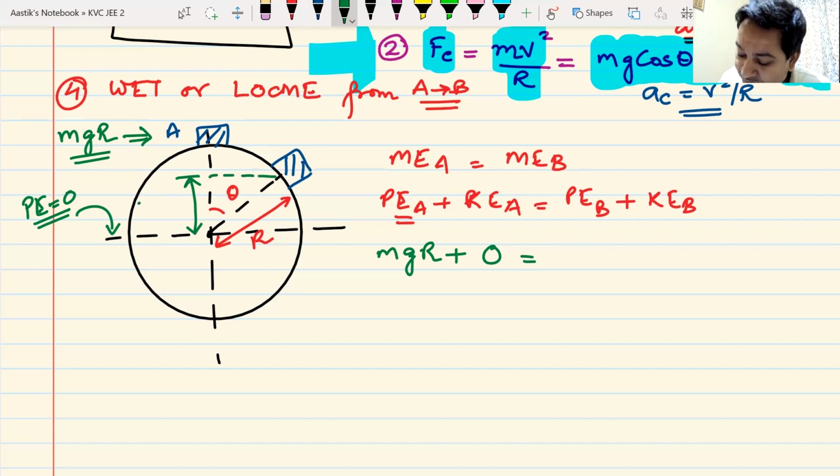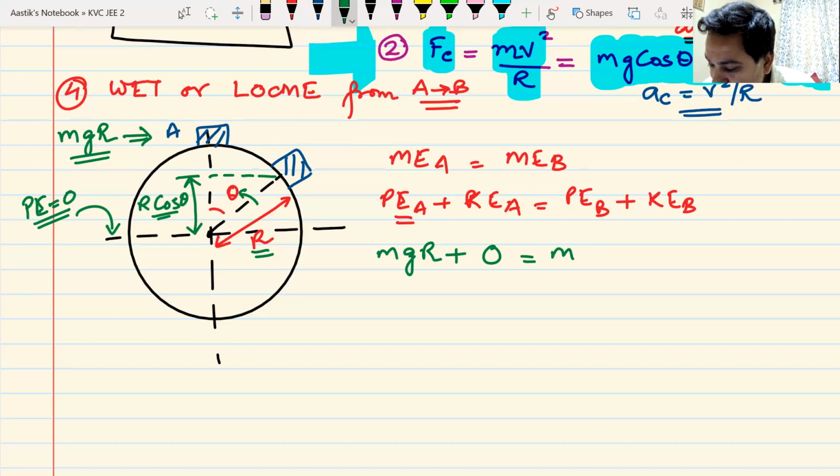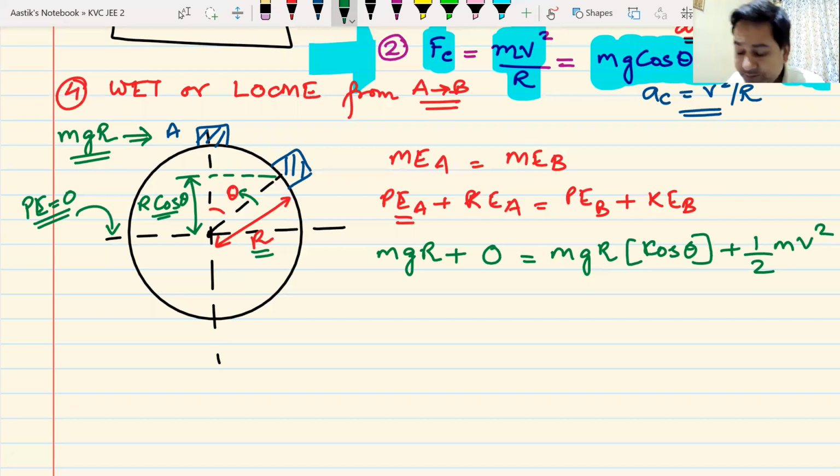I will not waste much time. This height will be equal to r cos theta. This is r, this is theta, so that one will become r cos theta. Do we understand this? Yes or no? Yes, sir. So this becomes mgr into cos of theta plus kinetic energy at point B, half mv square.